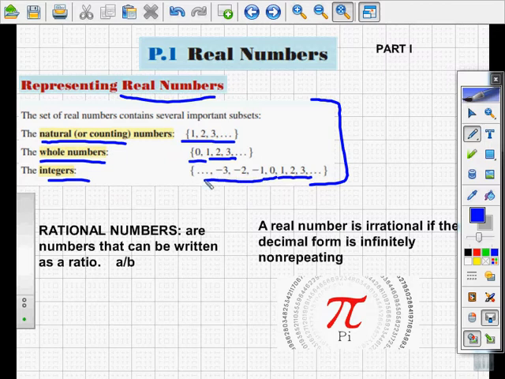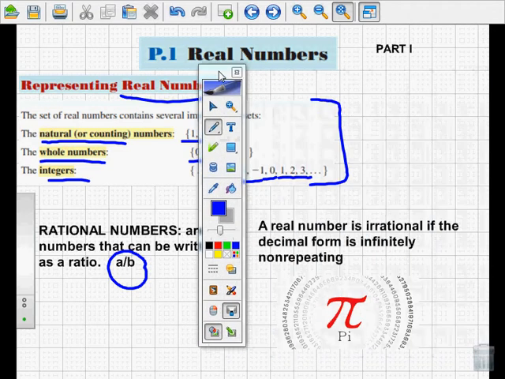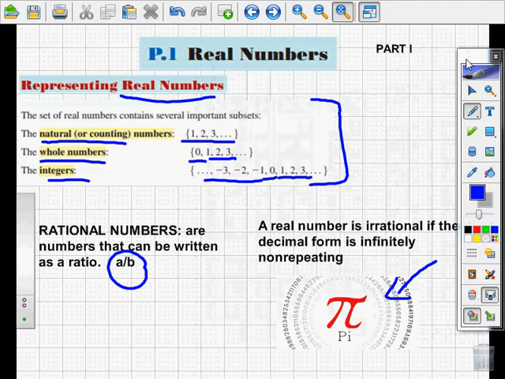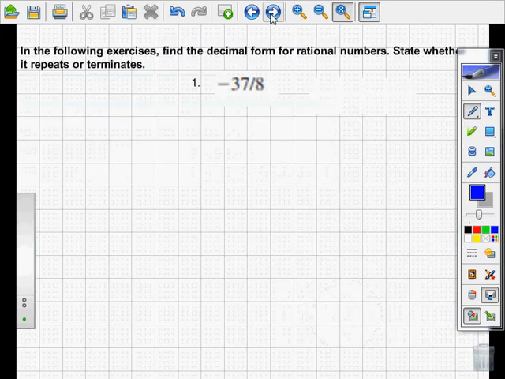But in this table, you're missing two very important subsets. Rational numbers are numbers that can be written as a ratio. In other words, they can be written as a fraction. And irrational numbers. A real number is irrational if the decimal form is infinite and non-repeating. As an example, we have pi. With this, we're going to continue with the next exercise.